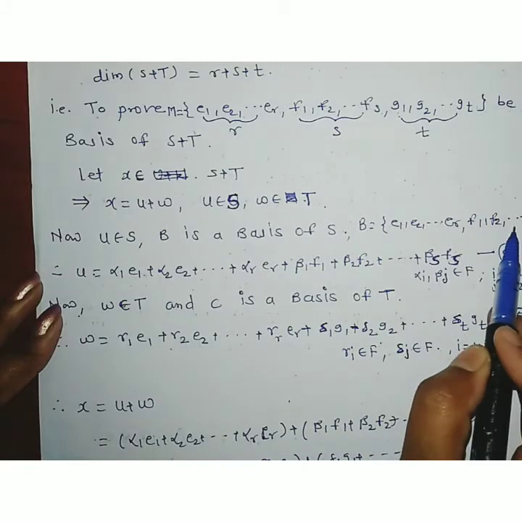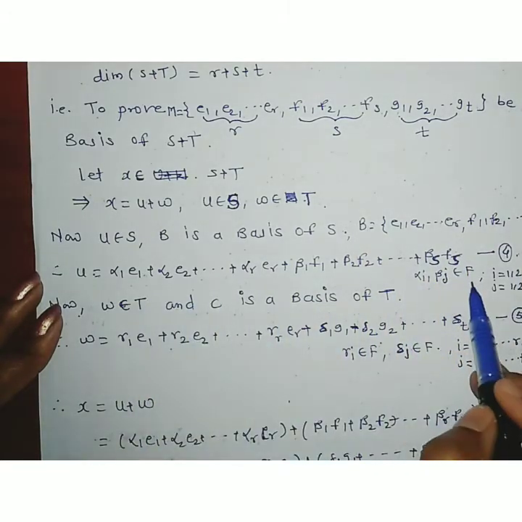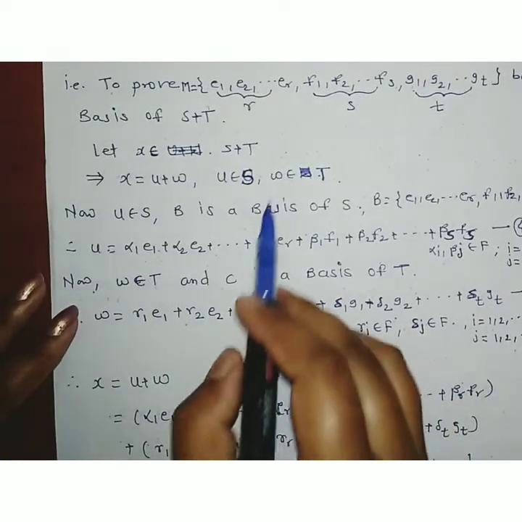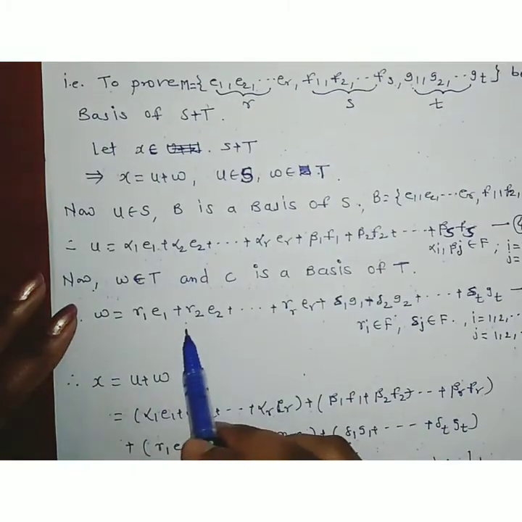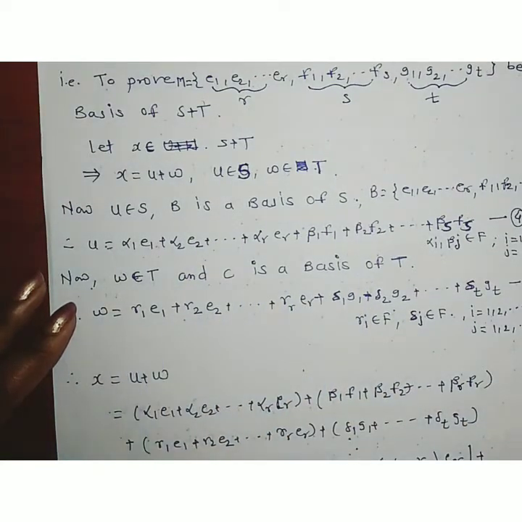Since B is a basis for S and u belongs to S, where alpha and beta are scalars belonging to field F, for i running from 1 to r and j running from 1 to s. Similarly, as w belongs to T, and we know that C is a basis for T.